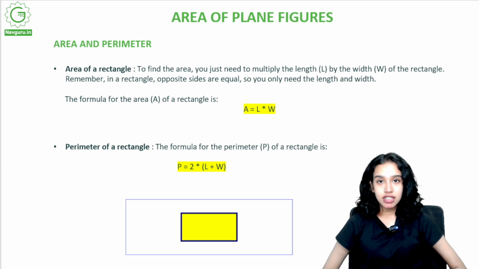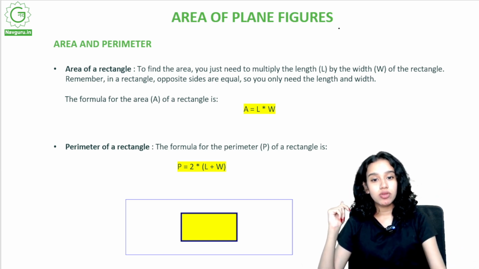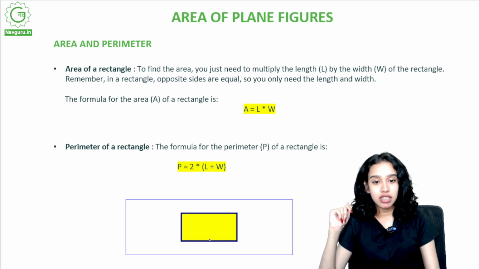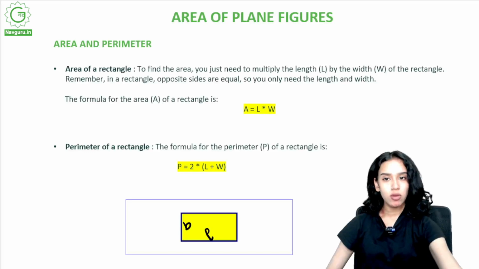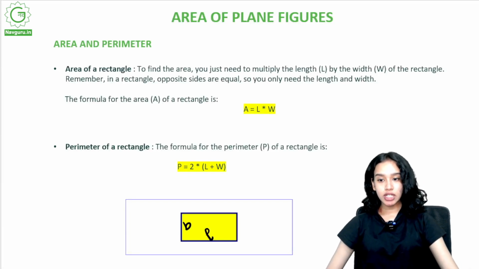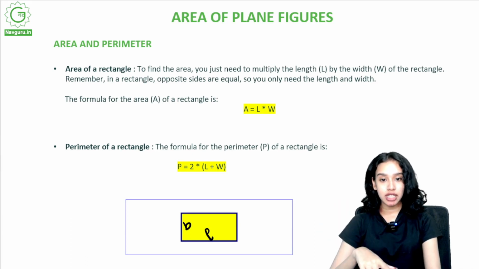Now, rectangle. A rectangle is a very straightforward, simple figure, right? Now, what is the area covered by the rectangle? Area would be equal to this much times this, right? That is length into breadth would be the area of a rectangle, right? Now let's talk about the perimeter of the rectangle, right? So the formula for the perimeter of a rectangle is 2 times length plus width.